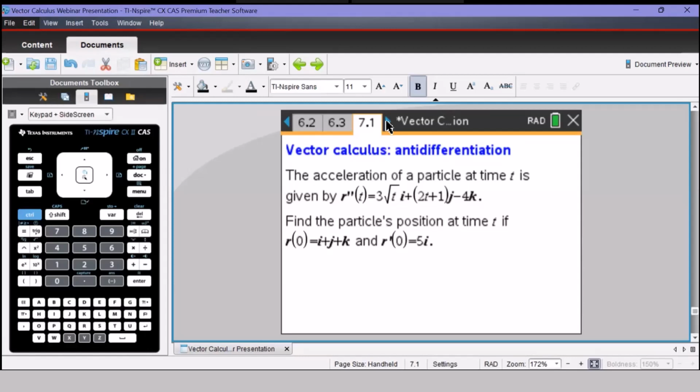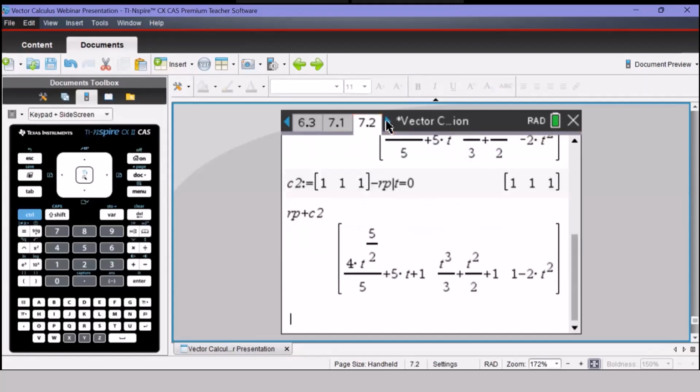So the acceleration of a particle at time t is given by 3 root t i plus 2t plus 1 j minus 4k. Find the particle's position at time t if its initial position vector is i plus j plus k, that is 1, 1, 1, and its initial velocity is 5i. So it's only moving in the x direction, right? So it makes sense that if we anti-differentiate twice, we have 2 initial conditions.